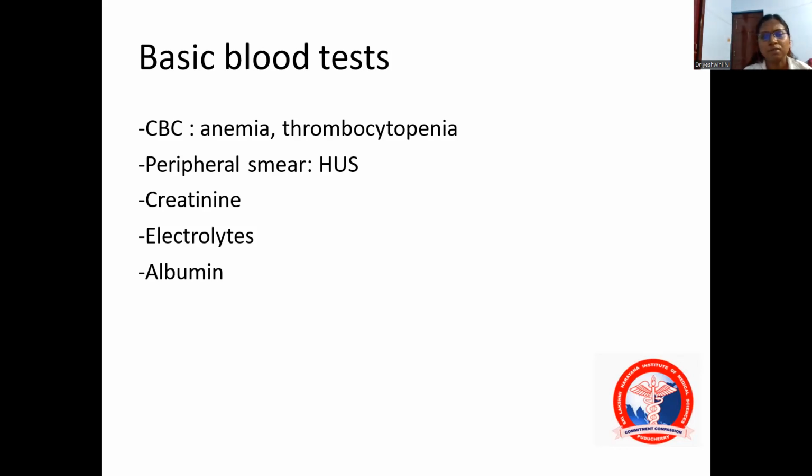If associated with thrombocytopenia, think of hemolytic uremic syndrome. With anemia or thrombocytopenia, do a peripheral smear to rule out hemolytic uremic syndrome. In HUS, you get microangiopathic hemolytic anemia. C for correct, because it is a renal disorder. Also require electrolytes and serum albumin, because proteinuria can cause hypoalbuminemia.